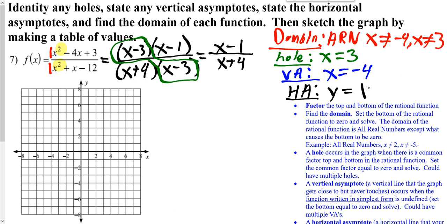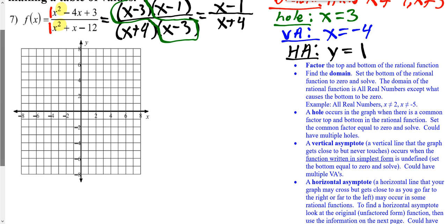Any horizontal asymptote, sorry about that, it's a horizontal line, so it's always y equals. Vertical asymptotes are vertical lines, so those are always x equals. Then you want to go ahead and make yourself a table, an xy table.